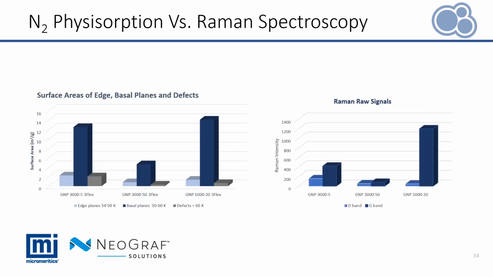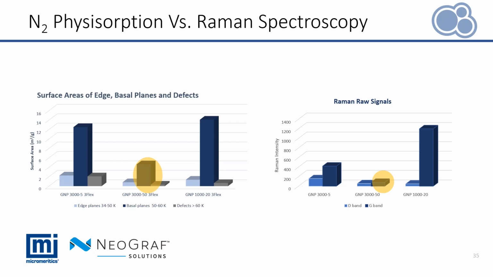Now let's take a look at the actual raw intensity of the D band and G band from the Raman spectroscopy. Interestingly, the Raman signal seems to really reflect the amount of surface area for each plane. GMP 1000-20 shows the highest G band intensity, representing the basal plane in the Raman raw signals, and also the highest surface area of basal plane from the nitrogen isotherm out of the 3 samples.